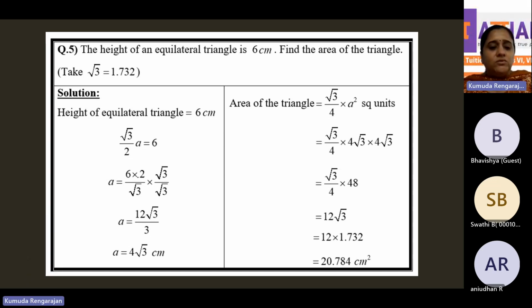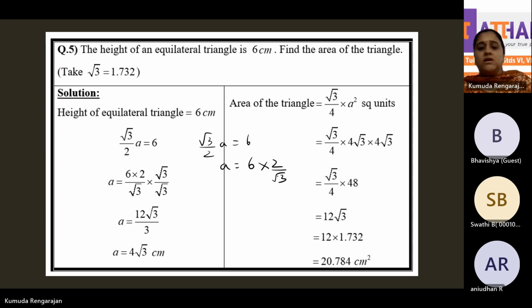So a will be equal to, what will be a? A will be equal to, this will become reciprocal on the other side, right? Root 3 by 2a is equal to 6. A will be equal to 6. Root 3 by 2 will become 2 by root 3 on the other side. 2 by root 3. All right. So that becomes what? A is equal to 12 by root 3.